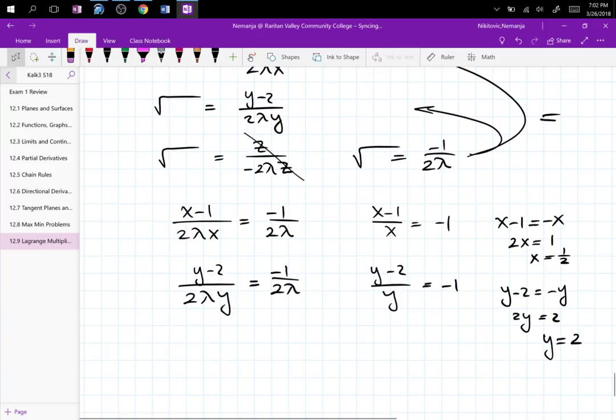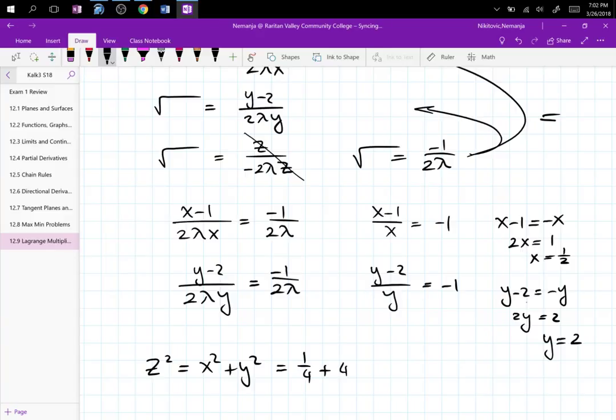And now I have that z squared is equal to x squared plus y squared, x squared, so that's going to be a quarter, plus y squared is 4, and that's y equal 1. That's what I said. Please pay attention. No one is paying attention over here in this classroom anymore.